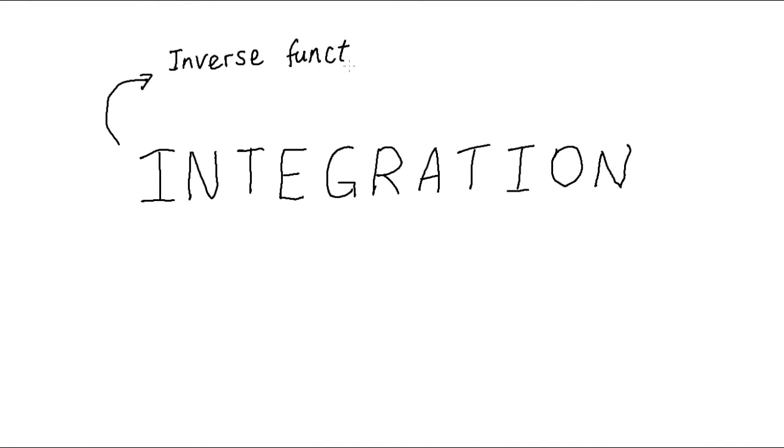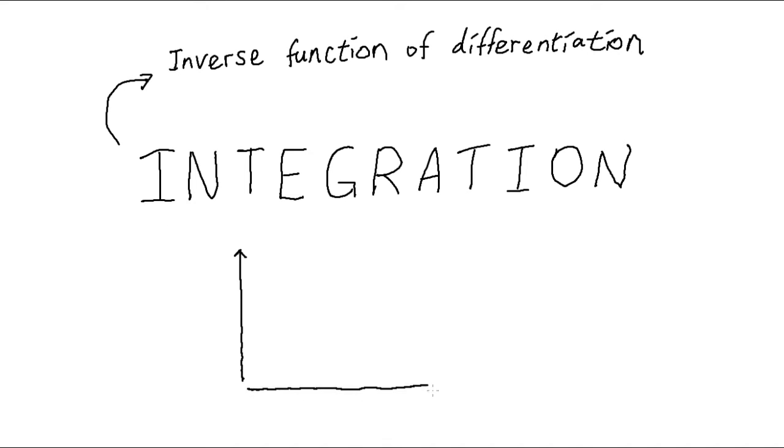Integration, on the other hand, is the inverse of differentiation. By using the differentiated equation, we can recreate the original relationship between the two variables. Graphically, this process finds the area bound between the curve and the horizontal axes, given two limits.